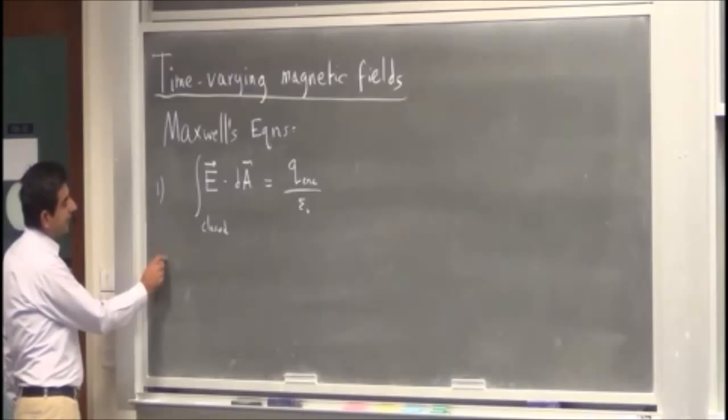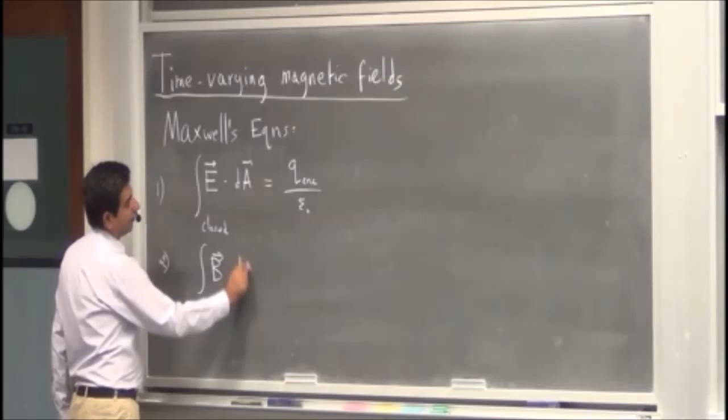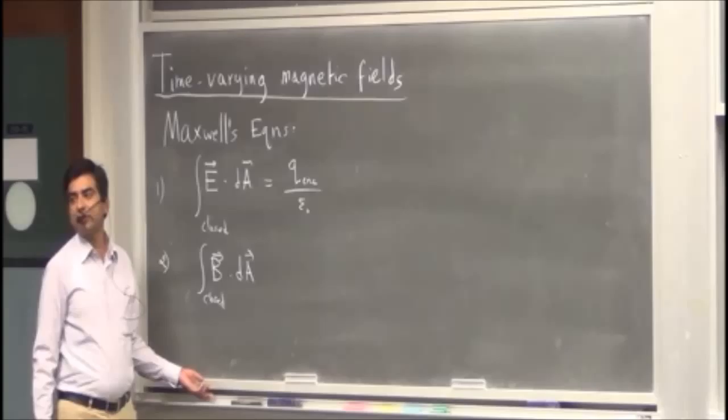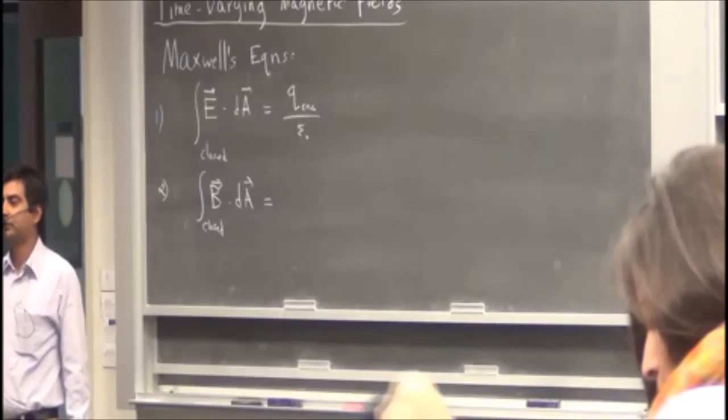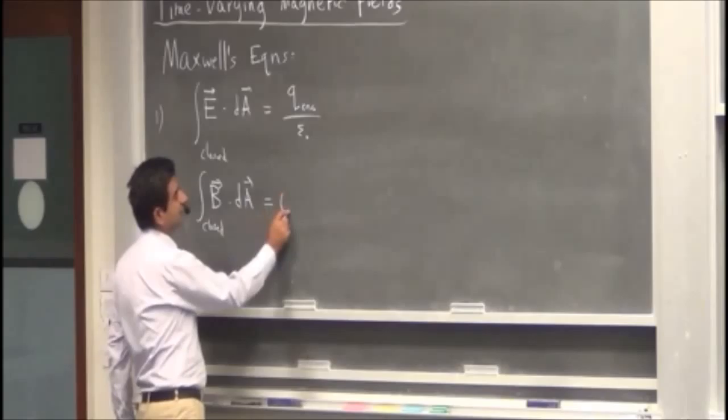The second equation that we've seen is that B dotted with dA over some closed surface. Remember, these integrals are over closed surfaces. This equals, what does this equal? Zero, because there are no magnetic monopoles. So this is Gauss's law for magnetism.